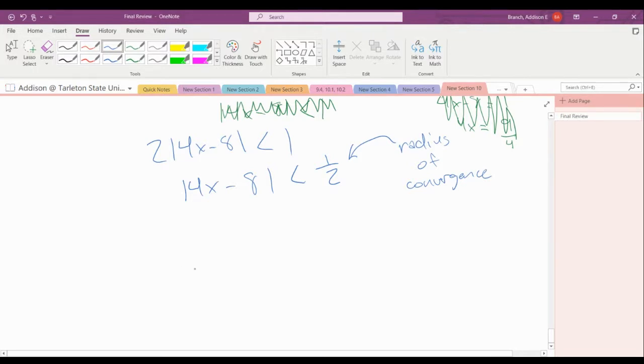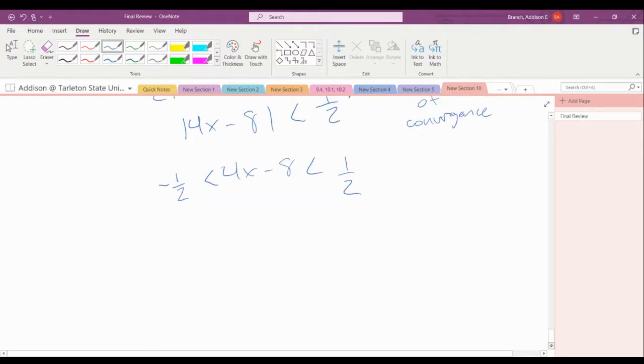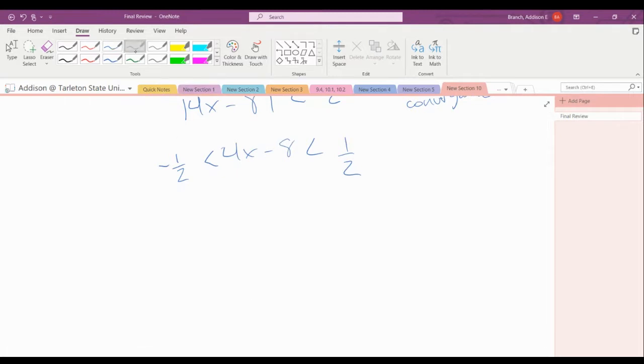But if they're asking for our interval as well, we now have to check our x values to see where those apply. So we can get rid of our absolute value by saying -1/2 is less than 4x minus 8, which is less than 1/2. We can solve both sides of the inequality.